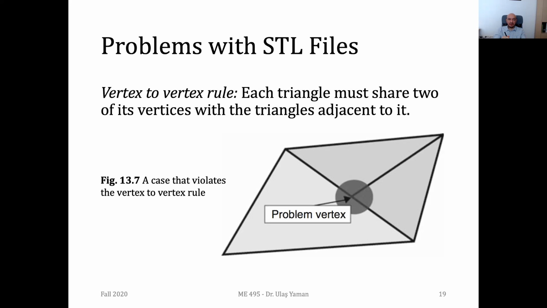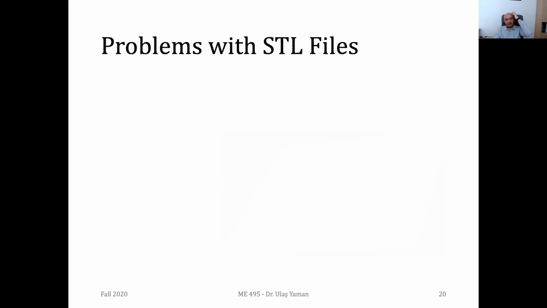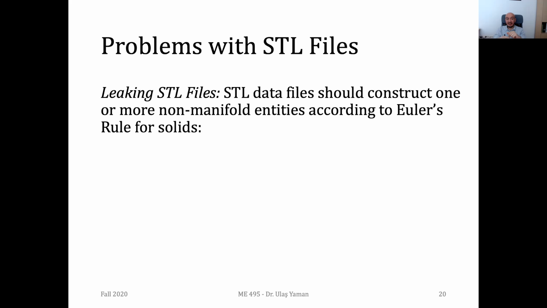Not a big problem, especially for the vertex to vertex rule, but we will see another problem. The second one is more problematic for slicing for additive manufacturing. This one is not that big an issue. You can handle it while slicing, but the one we are going to see now, the leaking STL files, are big problems. If you have a leaking STL file, then while doing the slicing and obtaining the contour, you may not be successful. Let's have a look at the details of this rule, and then I will mention some problems. So the second rule is about leaking STL files.